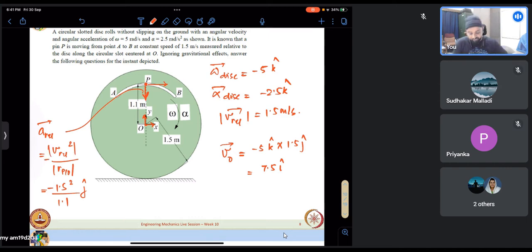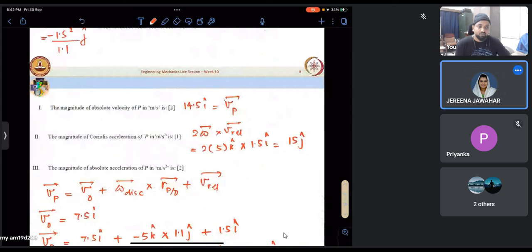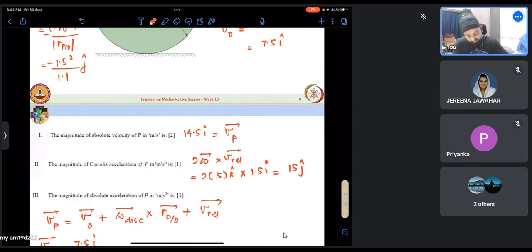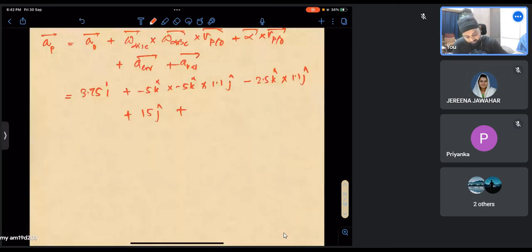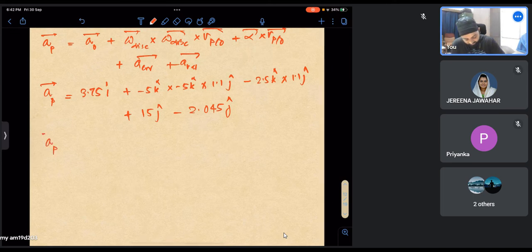So this is our AREL. So it is 1.5 squared by 1.1, 2.045. Any questions? Okay, thanks. So we have here minus 45 by 22, 2.045 J. Okay, so the rest is just straightforward addition, 3.75.